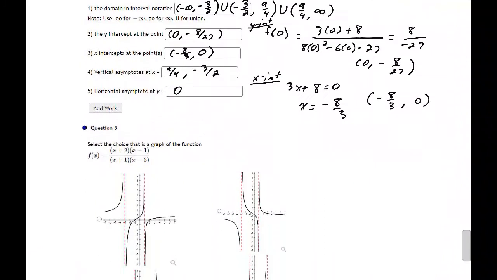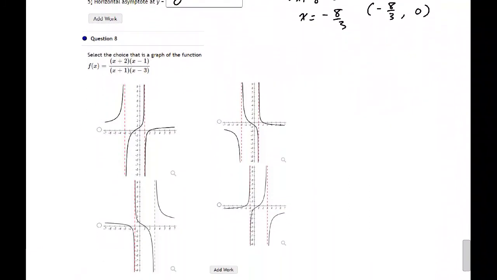Now, the last question we have says, select the choice that is a graph of the function f of x equals, my numerator is x plus 2 quantity times x minus 1 quantity. My denominator is x plus 1 quantity times x minus 3 quantity. Now, this has everything we need to know because we can first find our x-intercepts. X-intercepts come from the numerator.